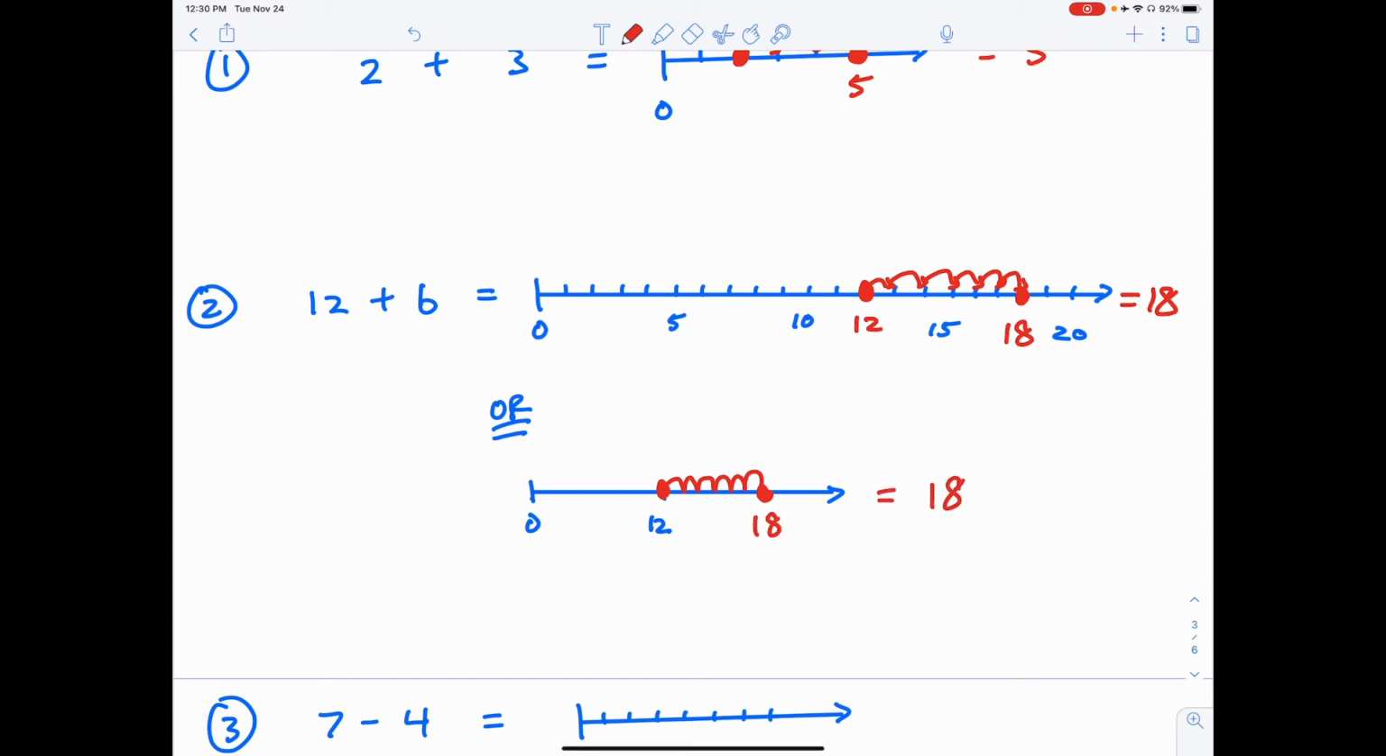So you can see this second method is much faster, but it gets to the same answer using the same concept, just with less detail.